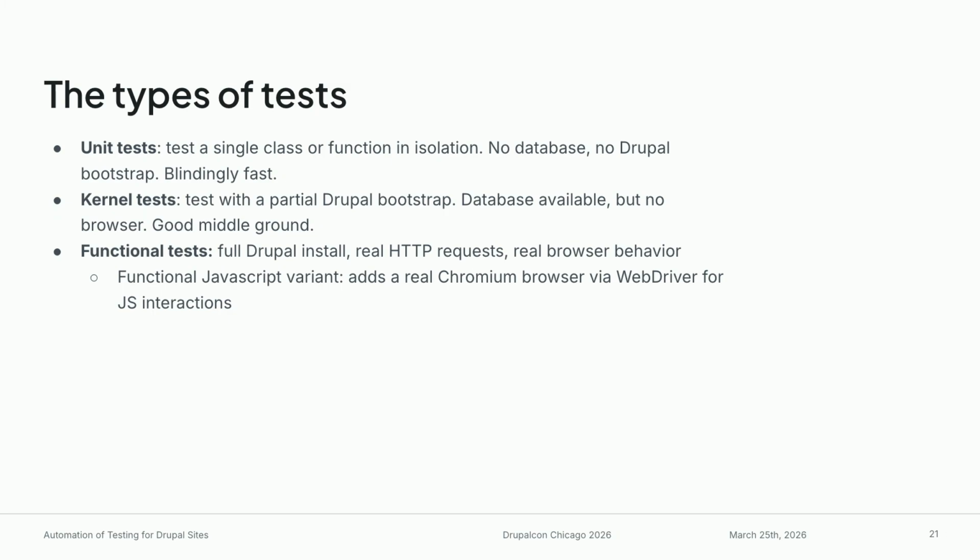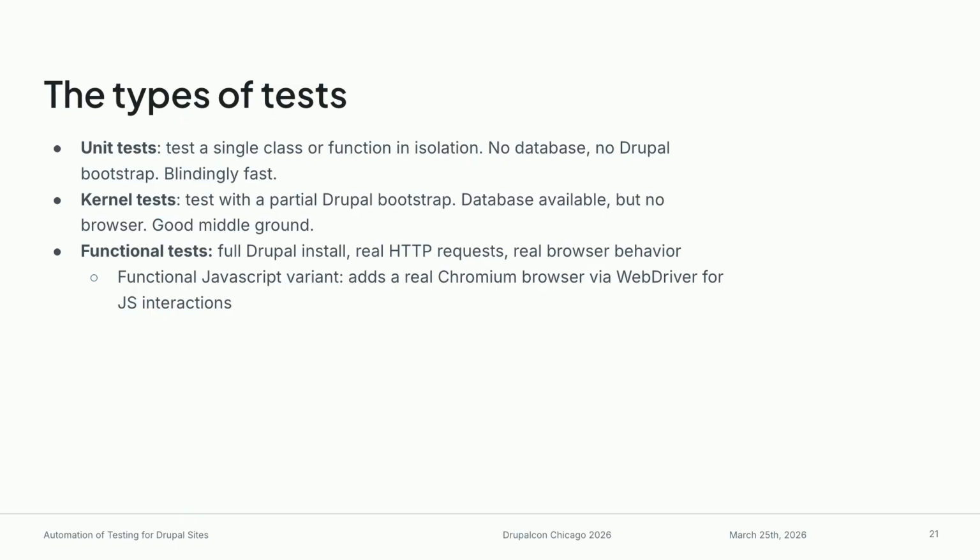Unit tests are the fastest. They test a single class or a single method in isolation. No dependencies at all, no database, no Drupal is bootstrapped, right? Not at all. Then we have kernel tests. These actually sit in the middle. They bootstrap Drupal, but it is just a partial Drupal environment. We do have a real database, and the kind of things that we can test with kernel tests are hooks, entity operations, maybe some service integrations that we have, but without spinning up a full website, right?